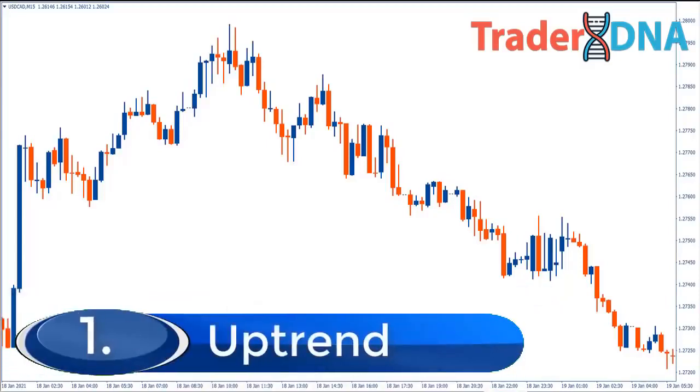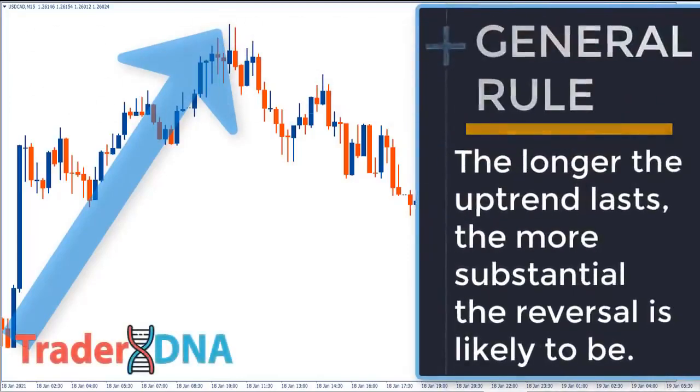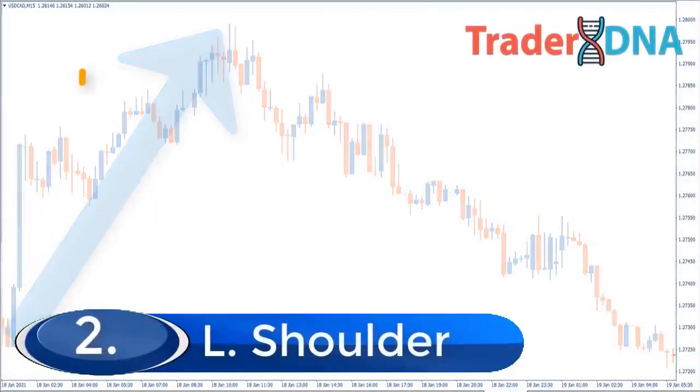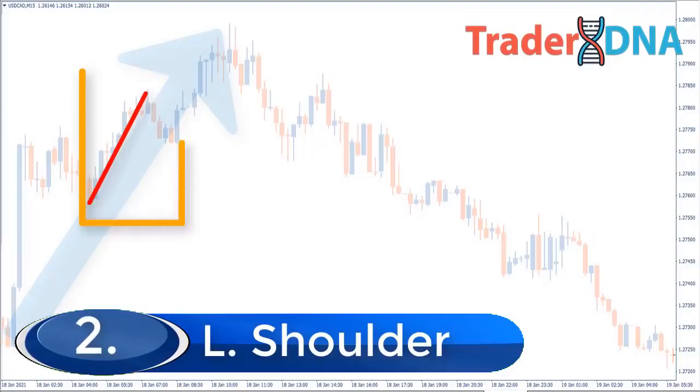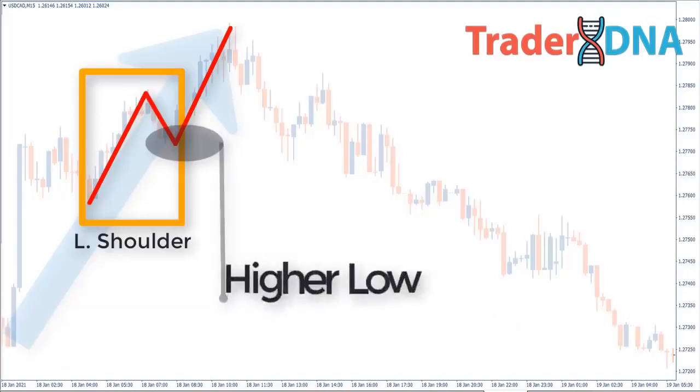Step 1. Uptrend. The very first part of a head and shoulders pattern is the uptrend. This is the extended move higher that eventually leads to exhaustion. As a general rule, the longer the uptrend lasts, the more substantial the reversal is likely to be. Step 2. Left shoulder. The market moves down to form a higher low. At this point, things are starting to come together, but we don't quite have enough to draw the neckline.